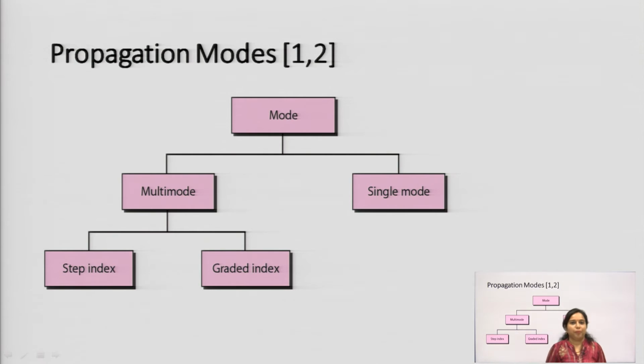Now, next is propagation modes. There are different types of propagation modes involved. First is the multi mode and another one is the single mode. Propagation modes means how the wave will travel in an optical fiber cable, or the cable which has been set up between the transmitter and receiver. So, in that case two types of modes are there, multi mode and single mode.